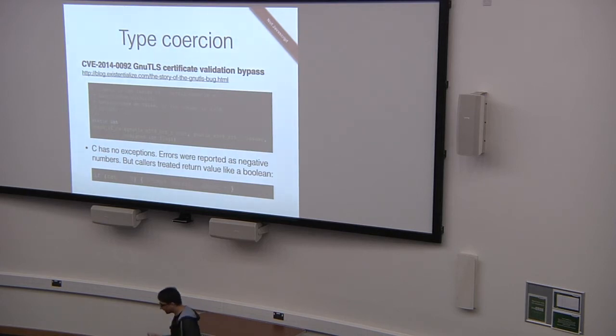So in C, there are no exceptions. So usually, to report errors, you return negative values. But the caller of this function only compared to zero. So whenever you were able as an attacker to trigger an error condition, which is pretty easy, you just supply a certificate which is invalid in a certain way, this return value became negative, like minus one. And of course, the condition wasn't met here. So the abort step in the certificate verification wasn't being done, because it would only fail if the certificate wasn't trusted, but there was no error condition in between, like during the verification of the certificate. So again, you return an integer, but you treat the value like a Boolean. And this is the root cause of this problem in the C implementation of TLS.